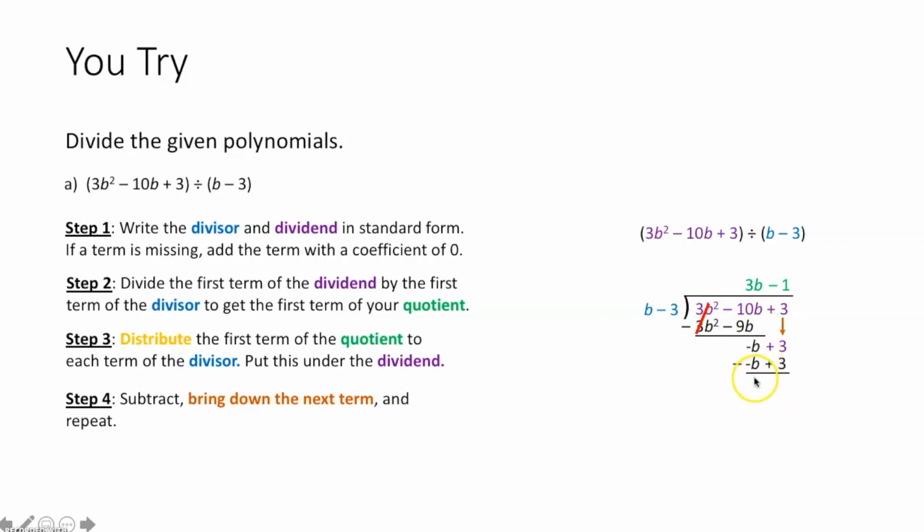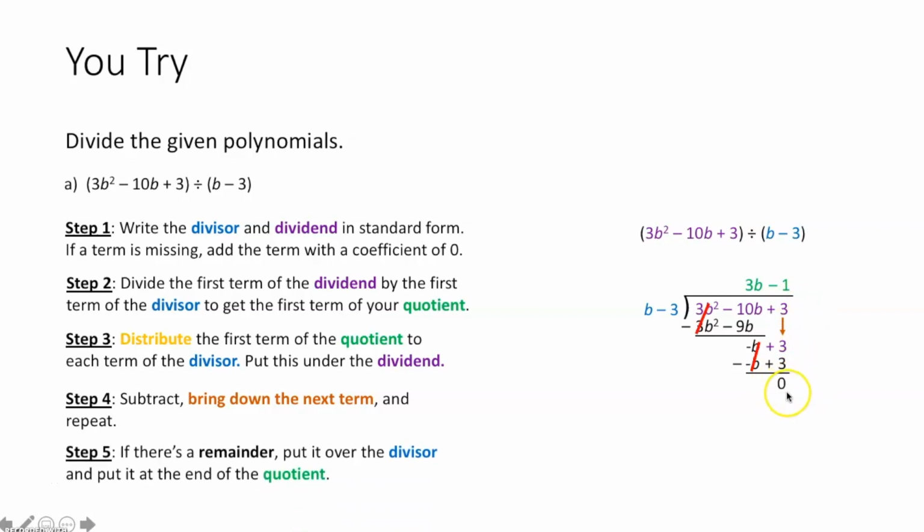When you subtract those, they cancel each other out. And then 3 minus 3 also cancel each other out and give us 0. Since there's nothing else to bring down, this is our remainder, meaning we have a remainder of 0, meaning we don't have a remainder. So our answer is 3b minus 1, and you're done.